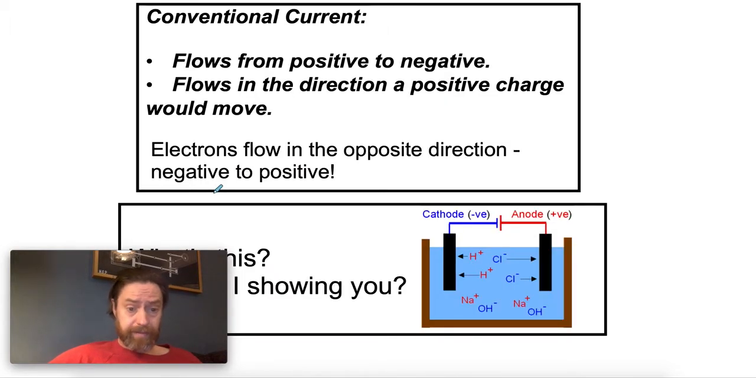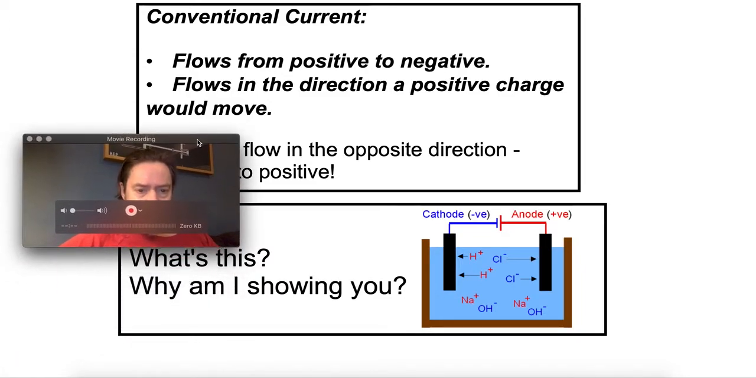So you might want to jot this down. Conventional current, what we use, flows from positive to negative and flows in the direction a positive charge would move. Electrons flow in the opposite direction, negative to positive.